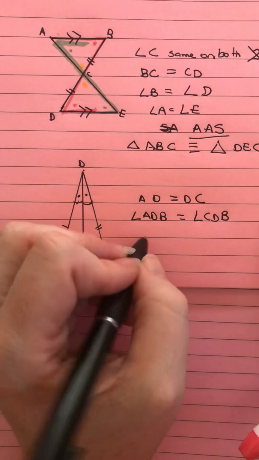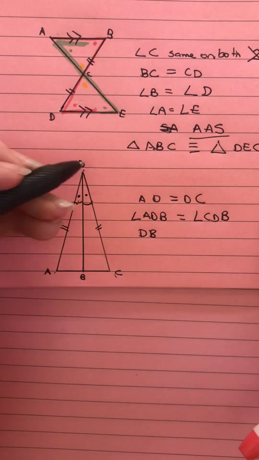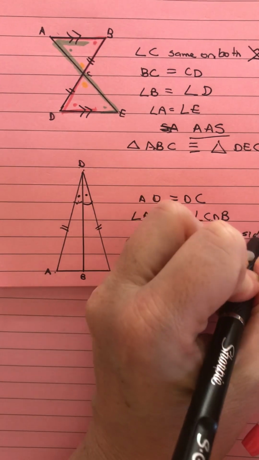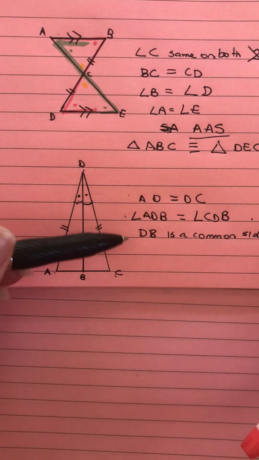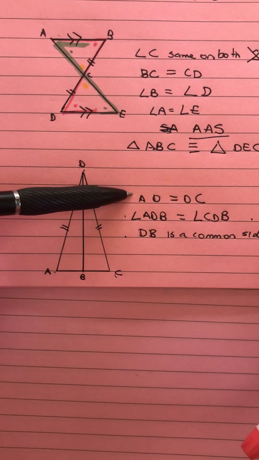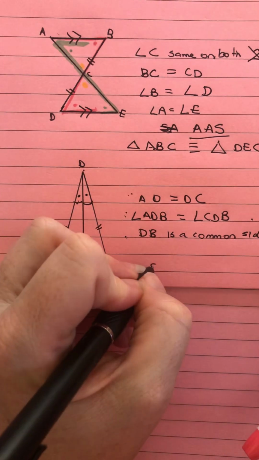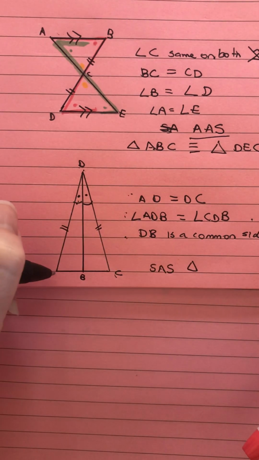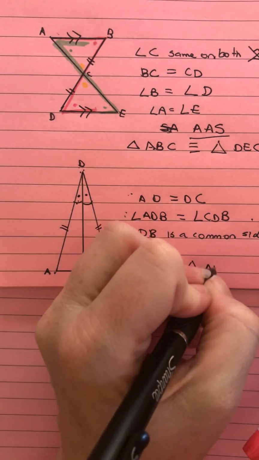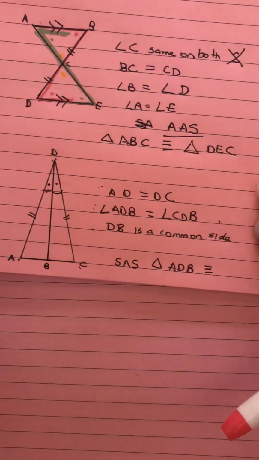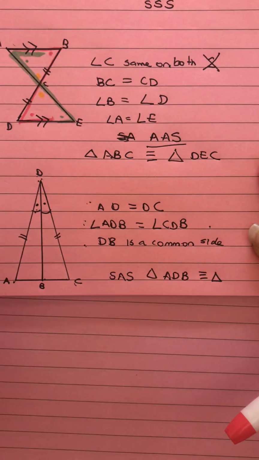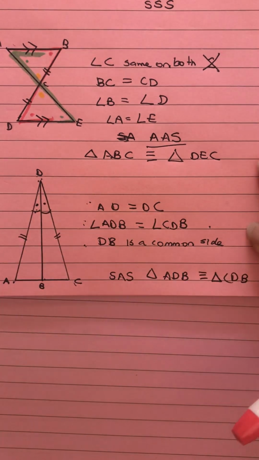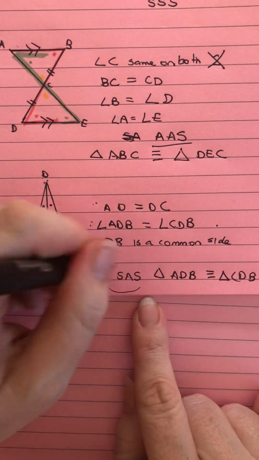And then I have that DB is a common side length because it's used in both of the triangles. So I now have my three pieces of information. I've got information about a side, and an angle. So my coded reason is going to be side, angle, side. And I can say that triangle ADB is congruent to triangle, and I want to use the same order, so CDB, because of that SAS coded reason.